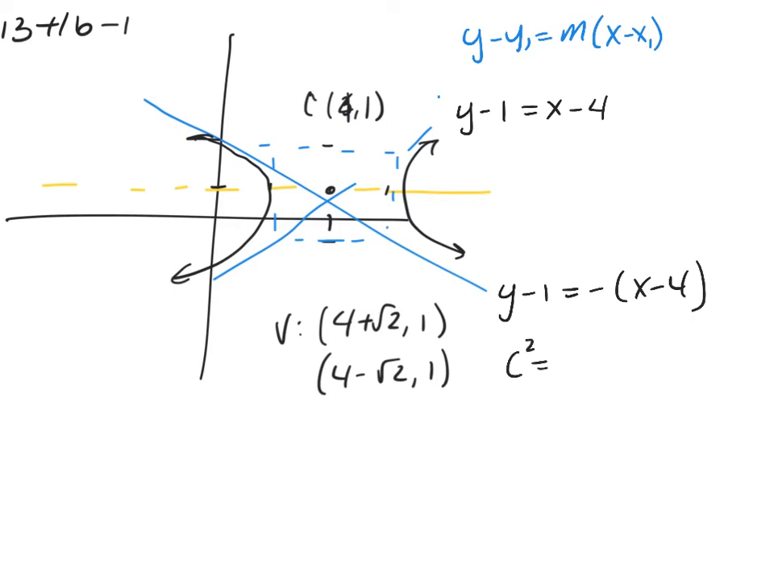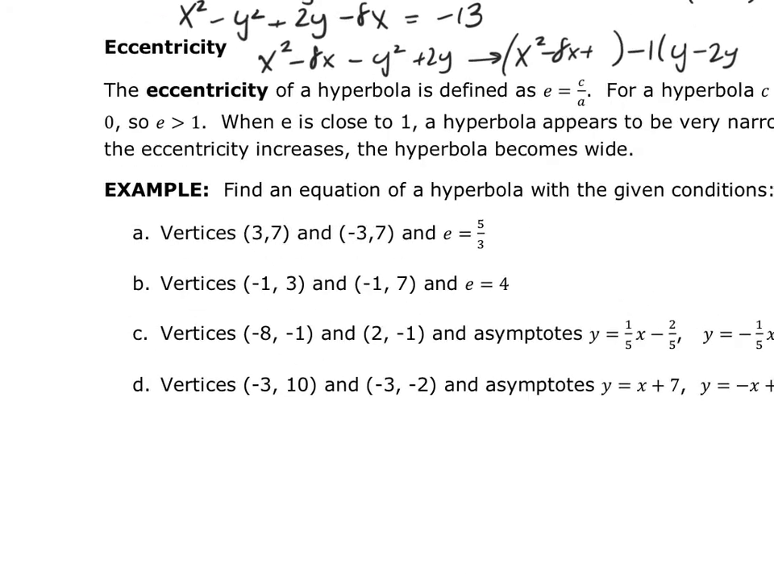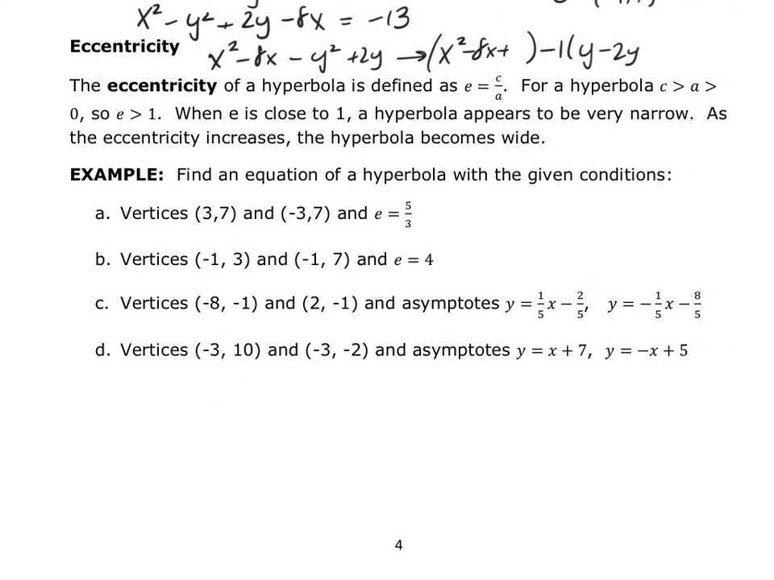C squared is going to be equal to 4 plus 1. C is equal to the square root of 5. So who am I going to add that to? The x part or the y part of my vertex? The x part. So my foci are at 4 plus and minus the square root of 5, 1, because I'm going through it quickly. Normally I ask questions, but I'm not because I have to talk about this very, very quickly.